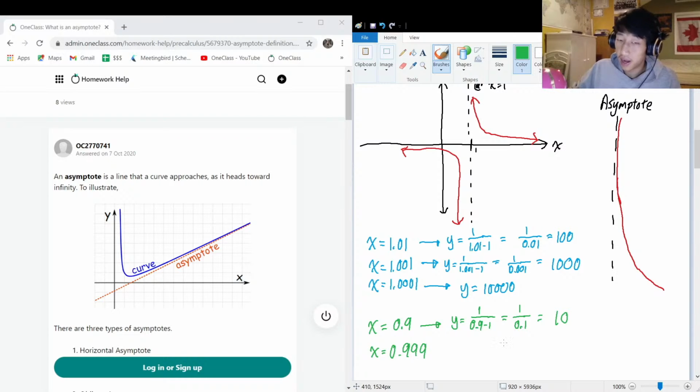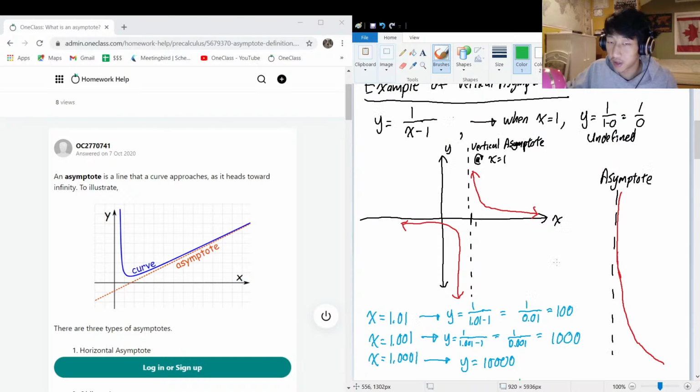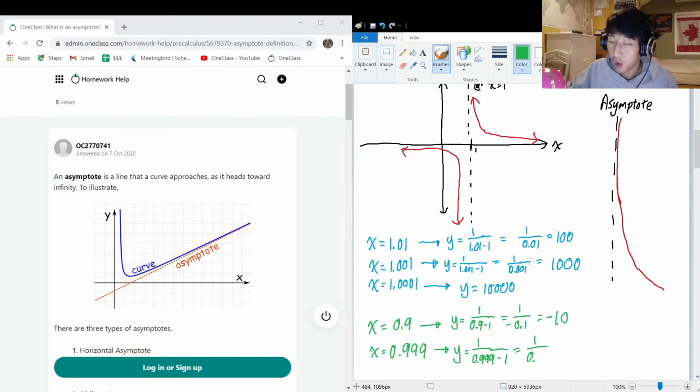But for 0.999, that's going to lead to y equals 1 over 0.999 minus 1. These should be negative on the bottom, my bad. That's negative 10, which is why on the graph here you see that it is going downwards, deeper into the negatives. Here on the blue side, which is on the right side of the asymptote, we're getting deeper and deeper into the positive region. For the green, on the left side of the asymptote, we're going deeper and deeper negative.